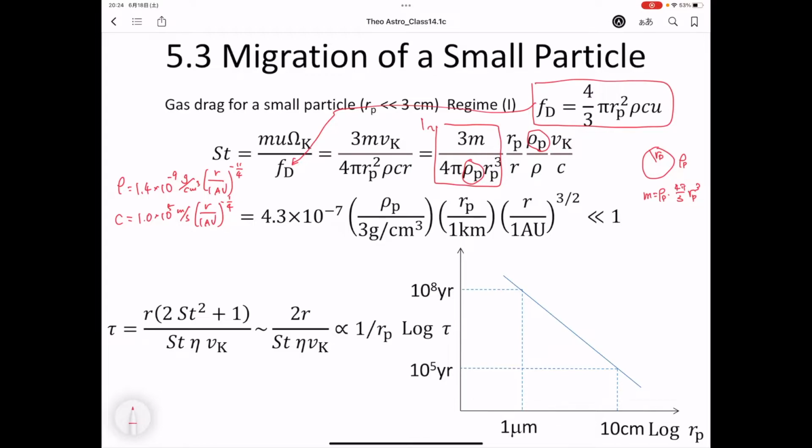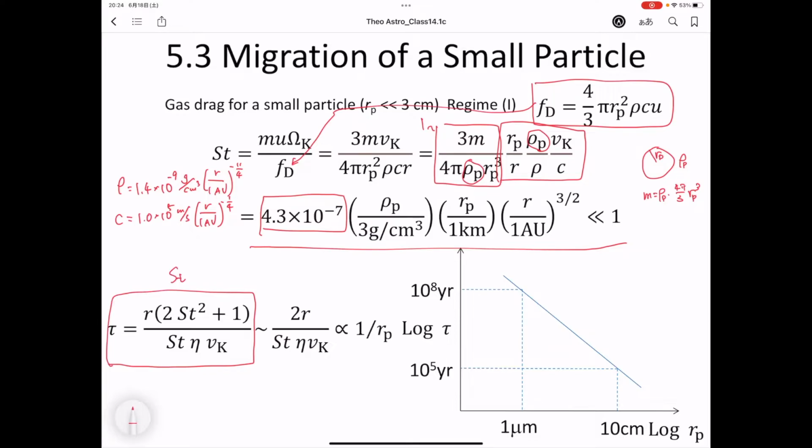Then we substitute this quantity into this equation. Then we find that St, as we expected, the Stokes number is much smaller than 1, 4.3 times 10 to the minus 7. Then the migration timescale is expressed like this. We consider St is much smaller than 1, so the St is going to be cancelled. It becomes R over St η v_K.